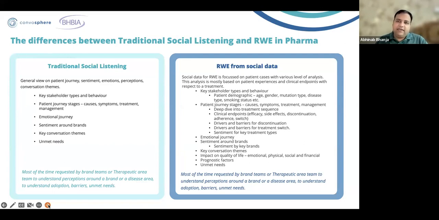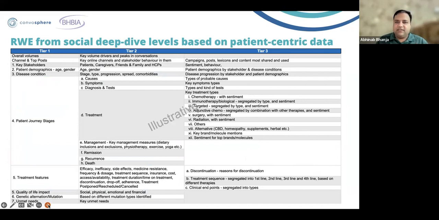If you go to the next slide, Jackie, I'll show. I know this might look a little complicated because it has a lot of tiers, but this is what I was talking about. Typically a social listening study will stop at tier 1 or at most go to some bit of tier 2. But RWE studies will start from tier 1 and go to tier 2 and tier 3. So the difference is basically leveling.